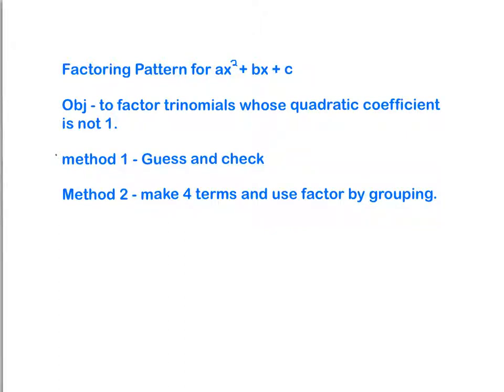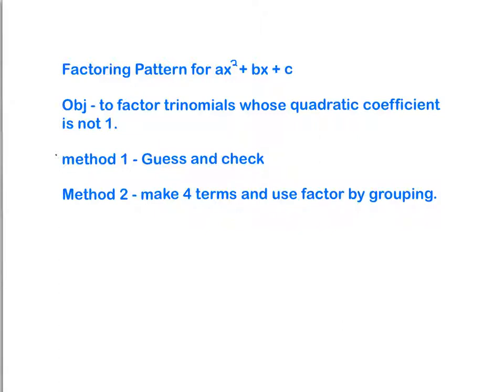In this lesson, we're going to factor trinomials of the form ax squared plus bx plus c. And in this case, we're going to deal with an a that is not 1. So we're going to have a leading coefficient or a quadratic coefficient of something other than 1, which is going to be a little more challenging than my factoring trinomials where a equals 1.